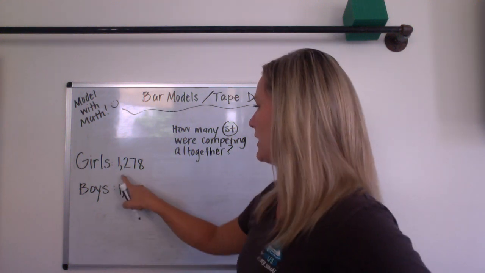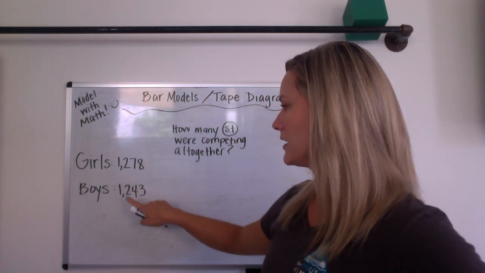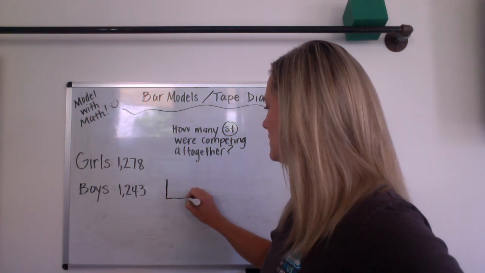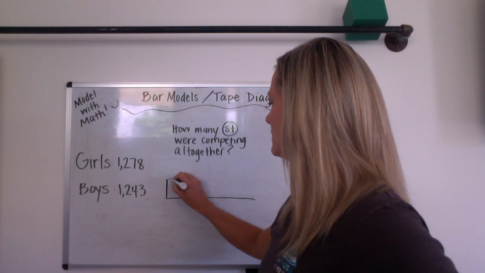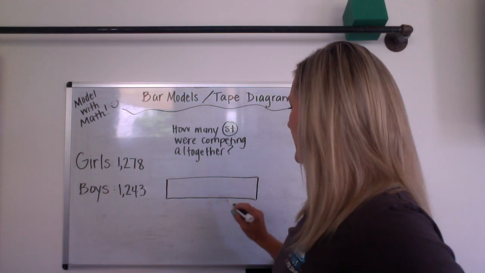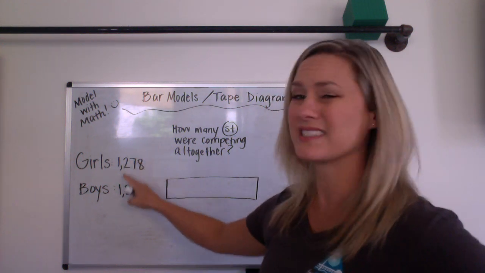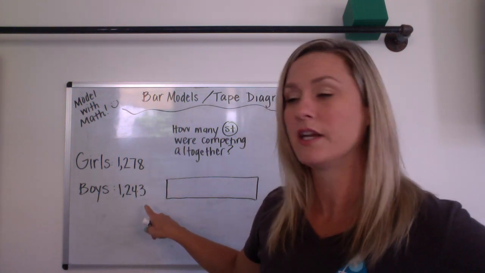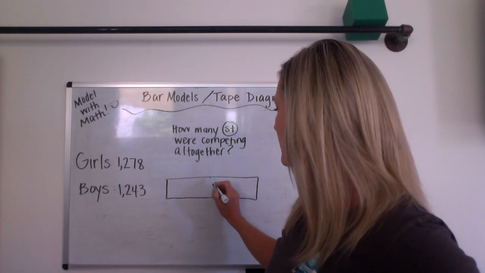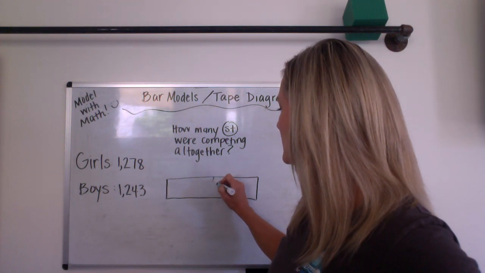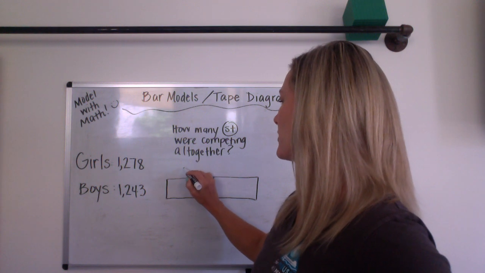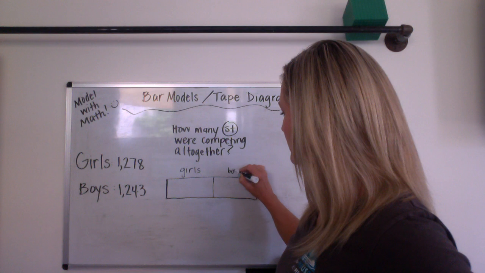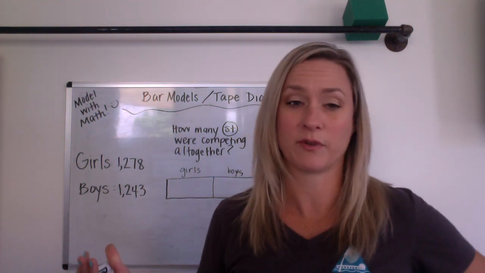So I'm going to set up, let's see, this number is a little larger than this number. So I'm going to draw a rectangle. And I'm going to split it almost in half because these numbers are pretty close to each other, I should say. But this one's just a little greater. So this would be about half. So I'm going to go just a little there. So this will be my girls section right here. And this will be my boys section. And I'm going to go ahead and write the numbers inside.